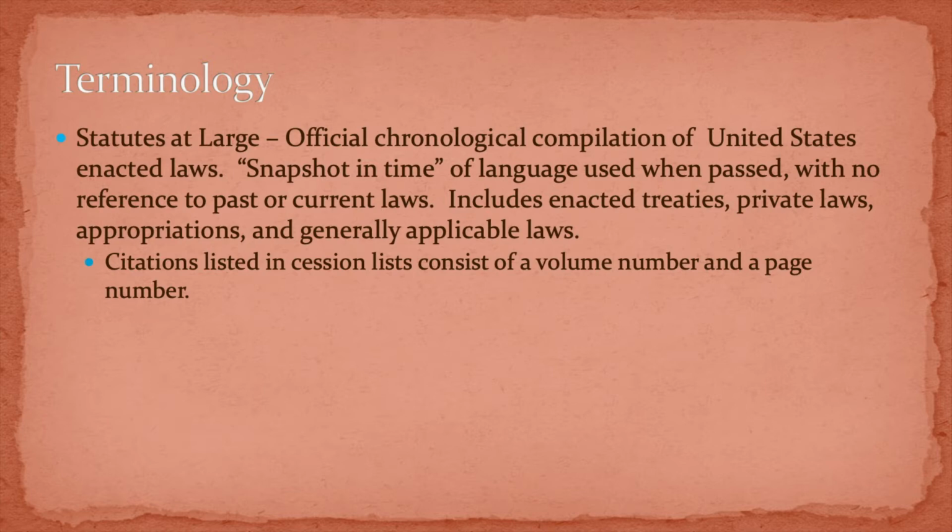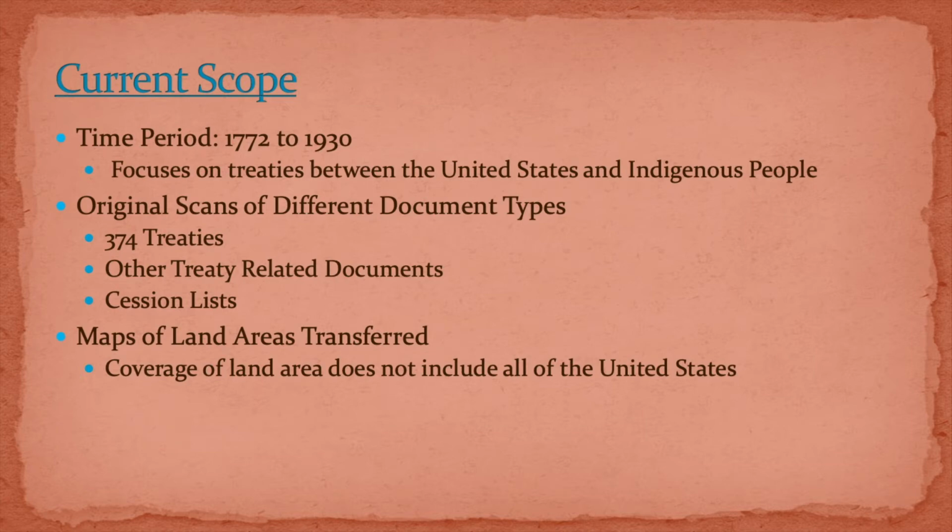All right, we're almost set to start researching. But before we do that, we need to clarify what the scope of this particular database is. Even though we have focused on the 374 ratified Indian treaties that are in this database, there are other things like the session lists that I have referenced before and other documents related to treaties or the session lists. You'll notice that the dates for the treaties run from 1722 to 1869, but that within the database itself, you will see dates that run from 1722 to 1930.